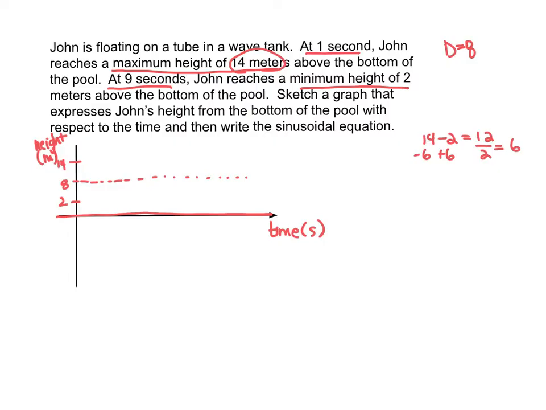Now, it says right here at 1 second, he's at his maximum. So he's at the maximum right here at 1 second. And then it says he's at the minimum of 2 meters at 9 seconds. So now way over here at 9 seconds, he's at the minimum. Now, we know that if we are at a maximum and minimum, halfway in between, we have to be at the midline. So let's figure out halfway in between these 2 points.